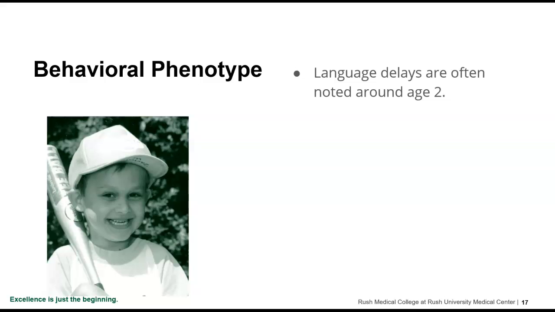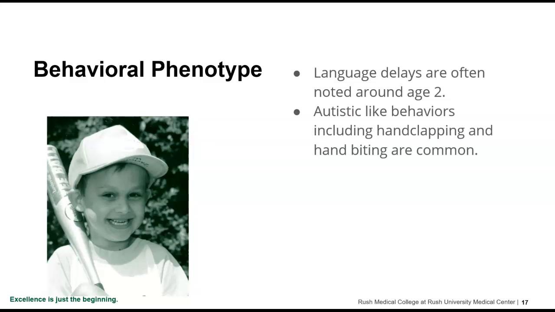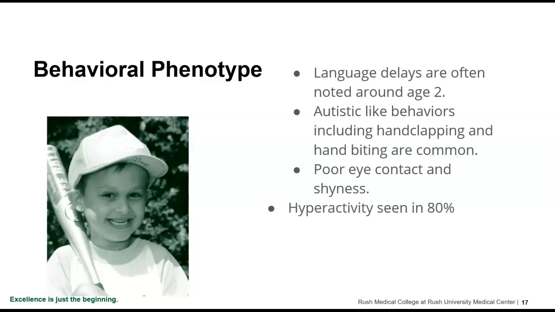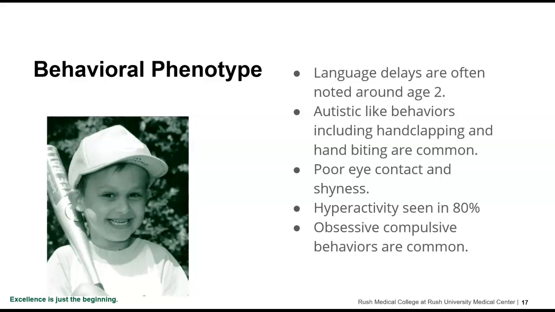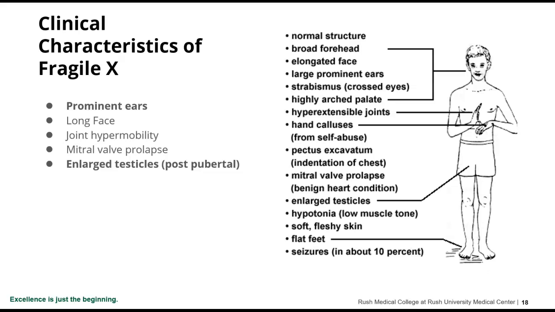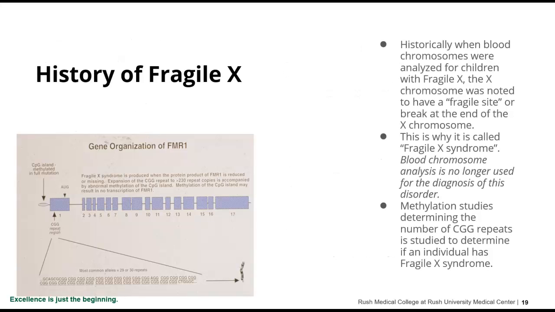Behavioral phenotype, language delays, usually noted around age 2. Autistic behaviors, including hand clapping and hand biting, are common. Poor eye contact. Hyperactivity is seen in 80%, and they also have obsessive compulsive behaviors. So clinical characteristics: prominent ears, long face, prominent jaw, joint hypermobility, and enlarged testicles post-pubertal. Remember we talked about Klinefelters have small testicles post-pubertal. Fragile X have large testicles.